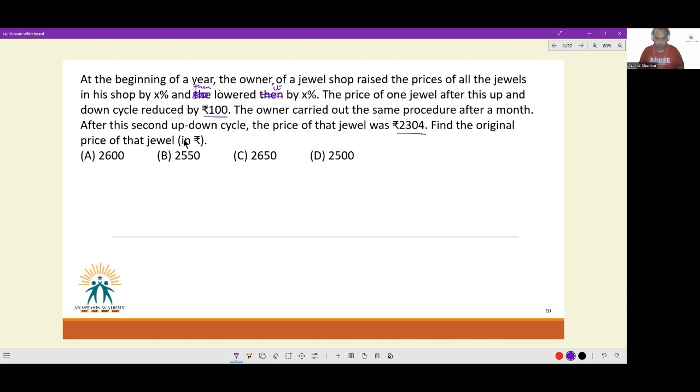Now, this is an extremely good question. English challenge aside, I will edit it in the file that you people receive. But this is an extremely fun question. Let's say the original price was P. First, it increases by X%, and then it decreases by X%, and we arrive at a price that is 100 lower.